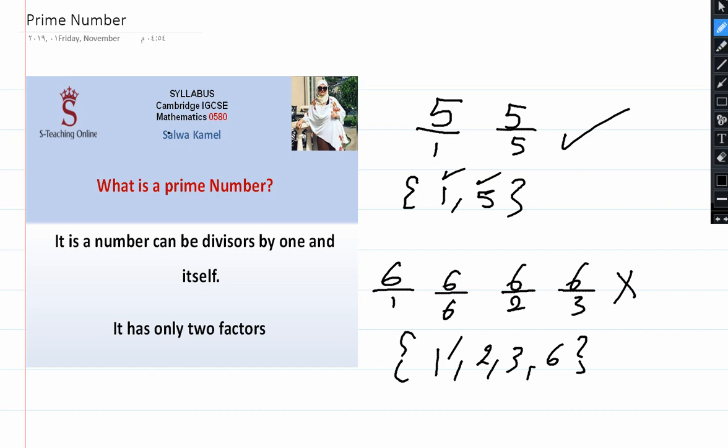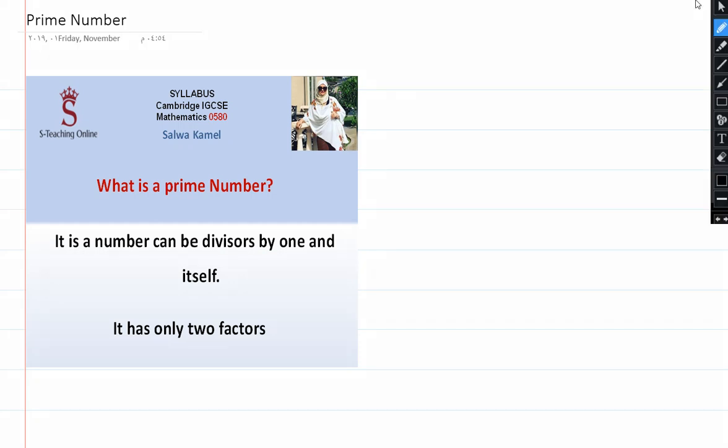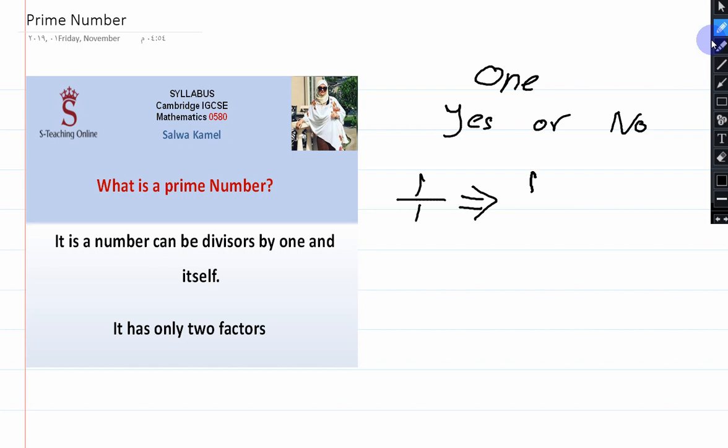So from this definition, now I ask you one question about 1. Is 1 a prime number or not? Yes or no? Some students told me yes, because 1 can be divided by 1 and by itself also. But if I write the set of factors of this number, it consists of 1 element only. If the number consists of 1 element, it cannot be a prime number. So we can say 1 is not a prime number.